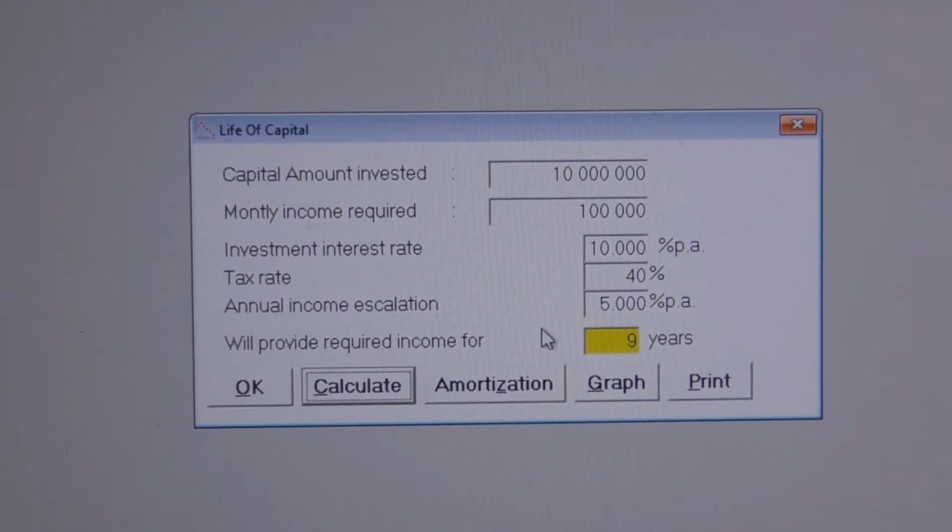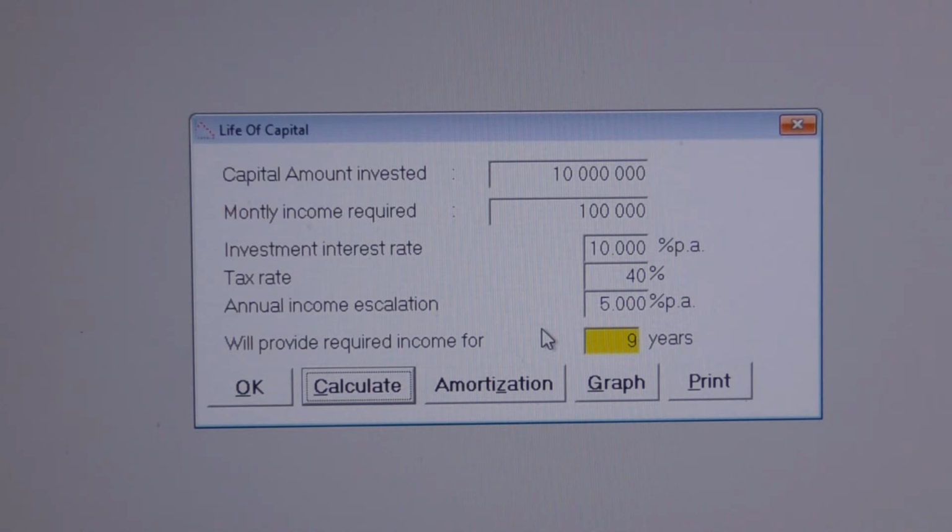If we won 10 million on the lotto and invested at 10%, drawing 100,000 rand a month income, let's say our tax rate was 40% and we wanted a 5% annual increase in income. The calculator shows us that all our money, capital and interest, would be gone after 9 years. Obviously, we can change any of the amounts to see the what-if answers.